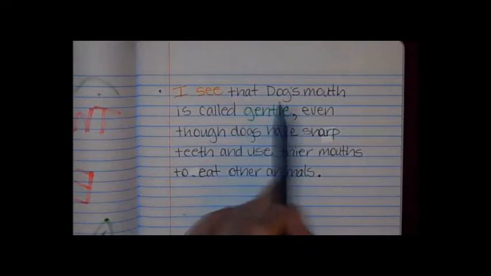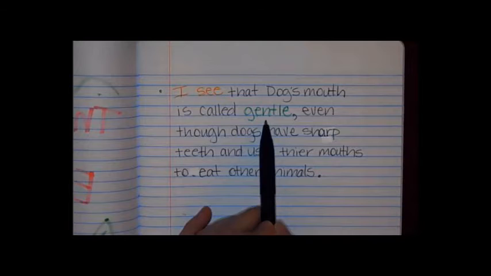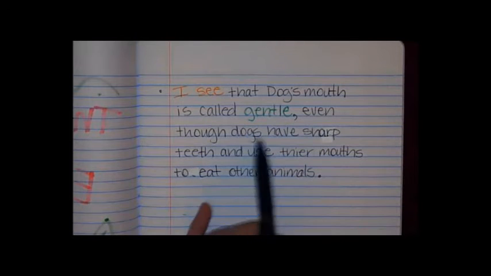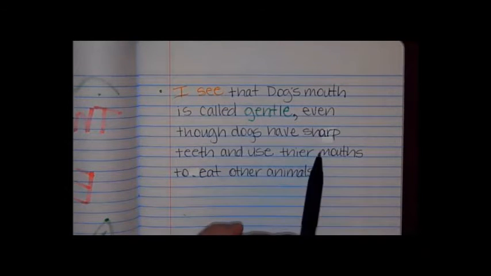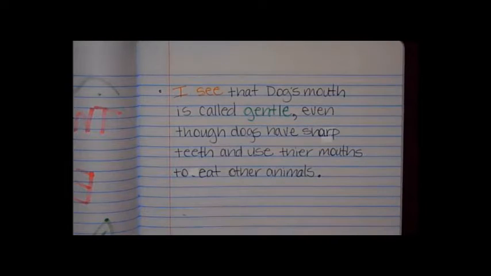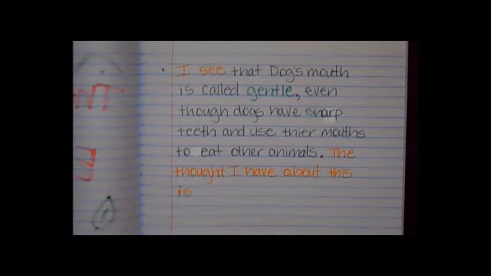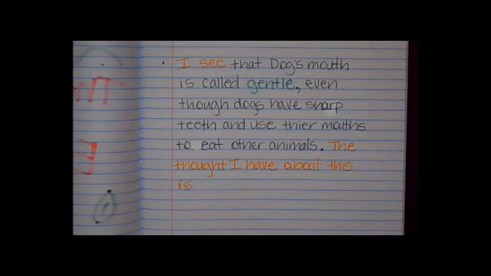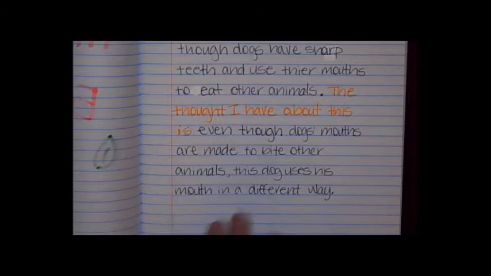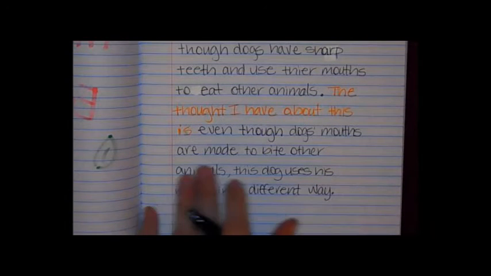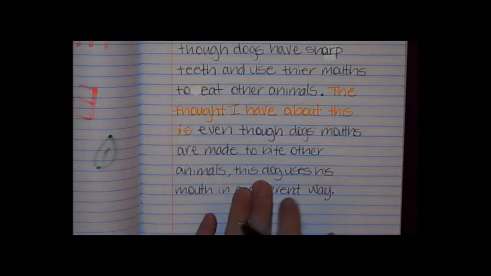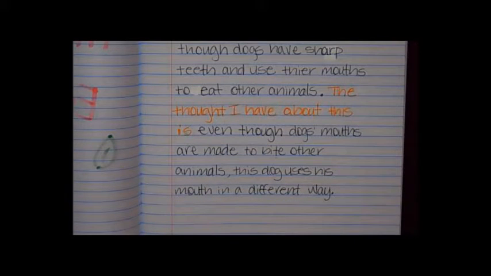That dog's mouth is called gentle, even though dogs have sharp teeth and use their mouths to eat other animals. I'm going to go ahead and add another thought prompt to this to help expand my thinking. The thought I have about this is, even though dogs' mouths are made to bite other animals, this dog uses his mouth in a different way.